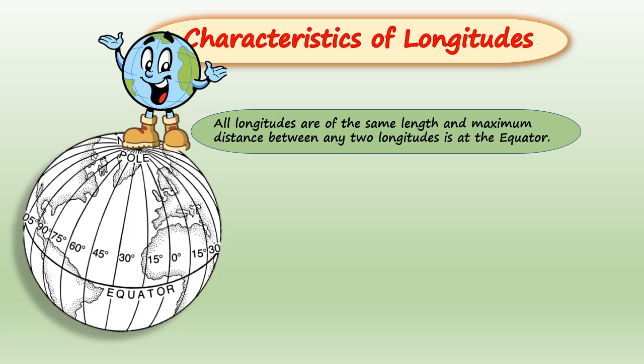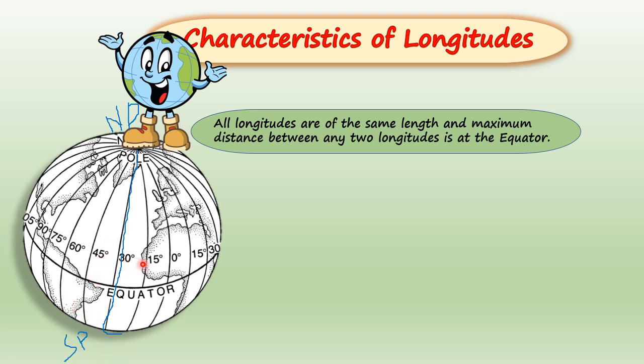Children, now try and understand this thing. Now, see, it starts from where? It starts from the North Pole and it ends at the South Pole. And they are making semicircles. They are making, children, semicircles. Yes, they are not making a full circle. They are making semicircles. First understand this thing. And they are meeting at this point. They are meeting here at the poles, at the North Pole and at the South Pole.